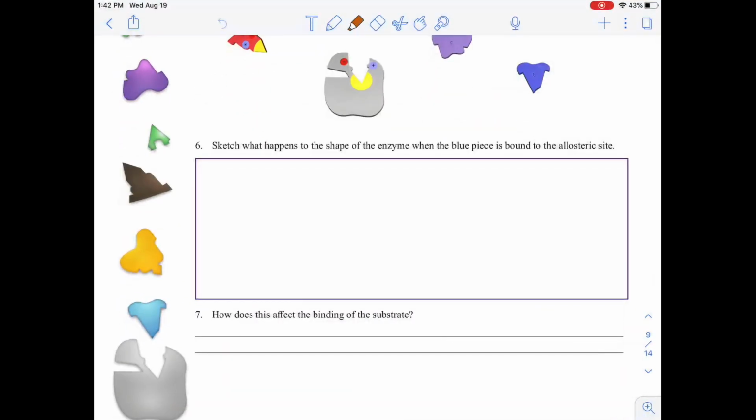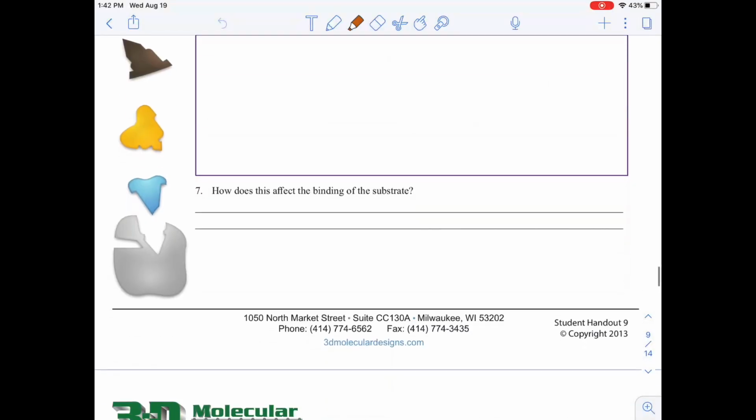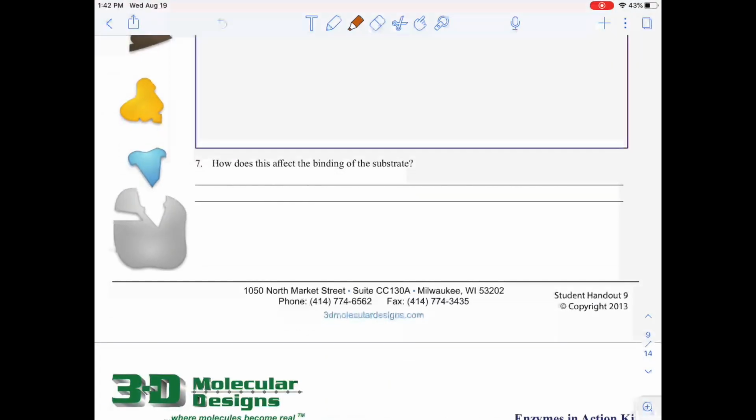Number 6, take a second and pause and sketch what happens to the shape of the enzyme when the blue piece is bound to the allosteric site. So make sure you draw how it kind of bent up a little bit and blocked my active site. Number 7, how does this affect the binding of the substrate? Can my red thing bind there? Explain here at number 7 by pausing.